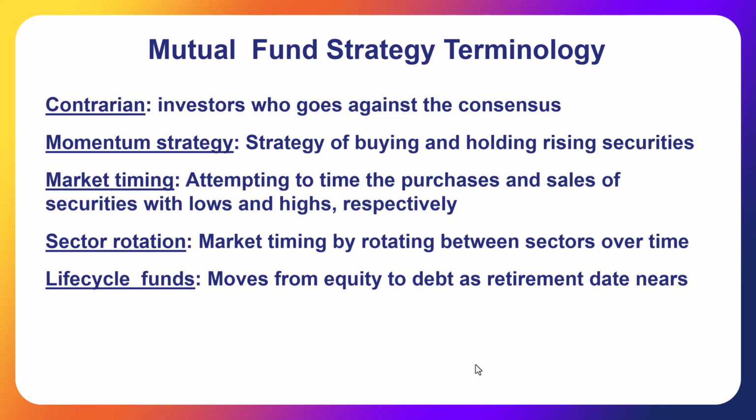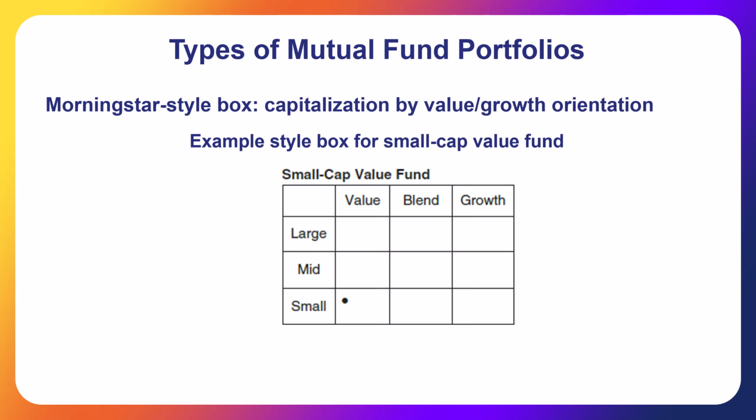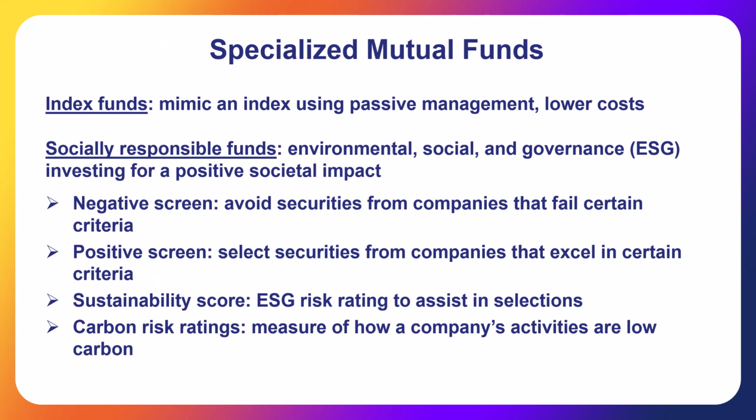They also have what they refer to as life cycle funds. These funds switch their strategy as time passes. So they move from equity to debt as certain retirement dates draw near. We have some specialized kinds of mutual funds, index funds we've talked about off and on, but these mimic an index using some kind of a passive management strategy. One of the key points is these indexes have very low cost because they don't manage. They are not actively managed, they are passively managed.